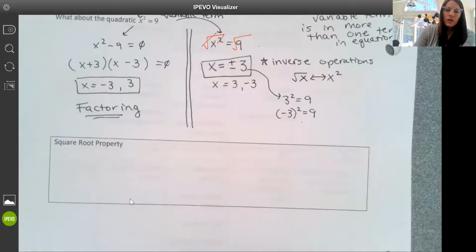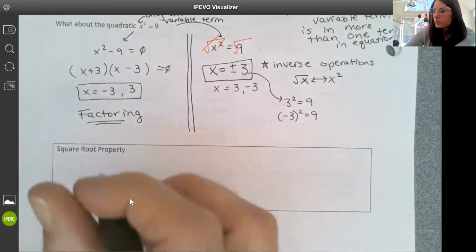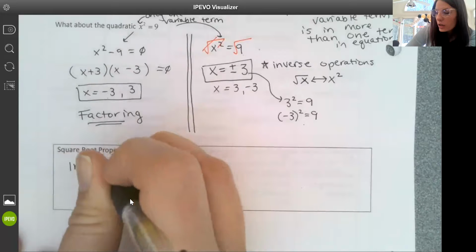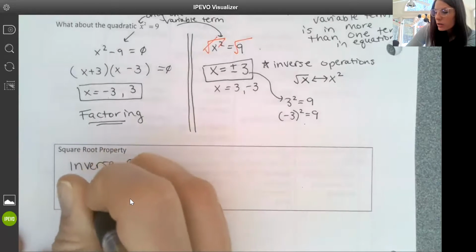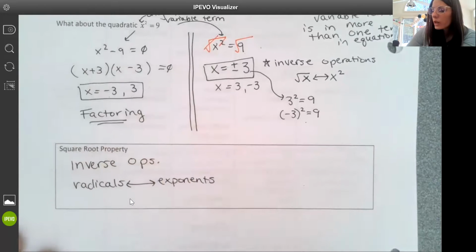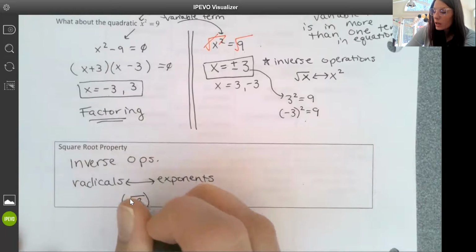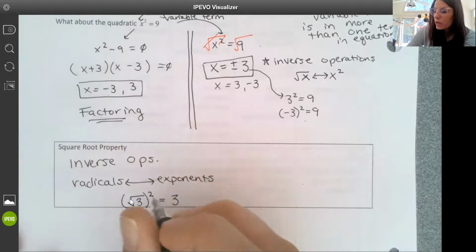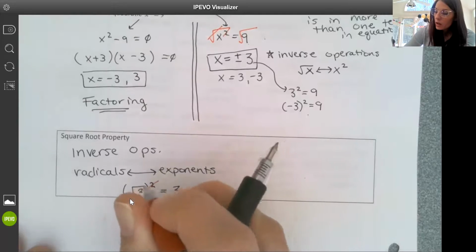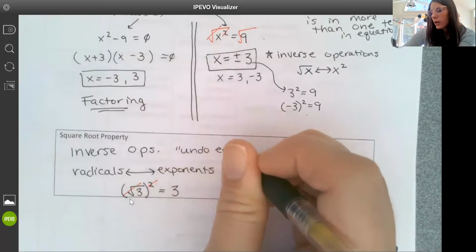So there's a few things that we want to just have written down as some reminders as we work through problems that we could use inverse operations to solve versus factoring to solve that quadratic. So one thing we need to know, inverse operations: radicals and exponents are inverse operations. Let me just give us an example. If I have the square root of 3 squared, that's just going to be 3, but these are going to undo each other, right? That's what inverse operations do, is they undo each other.